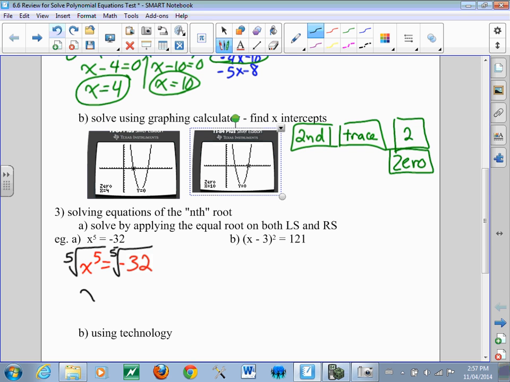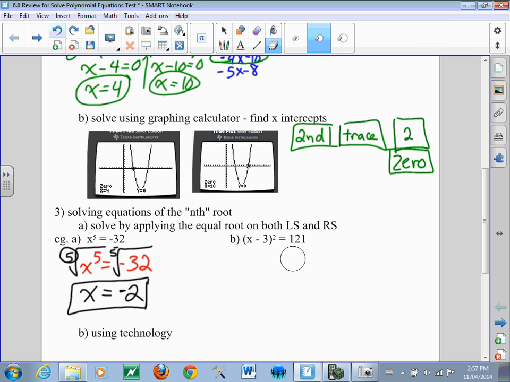Hopefully in your calculator you've been able to practice how to do that. And when you press the 5th root of -32, you're going to get -2. Remember, ladies and gentlemen, when you have odd roots, you're only going to have one answer. Second example, ladies and gentlemen, notice I've got an even root here. So it's going to be a little different.